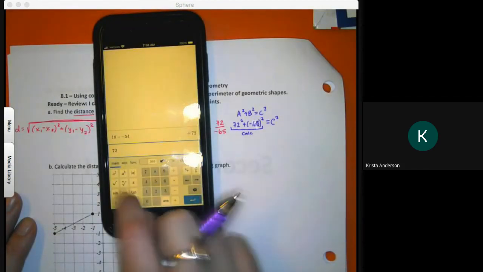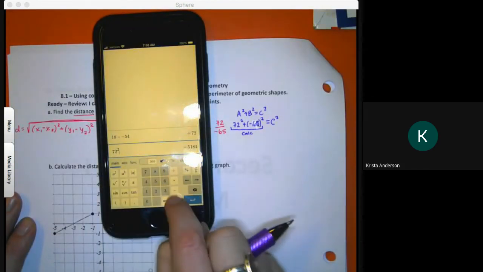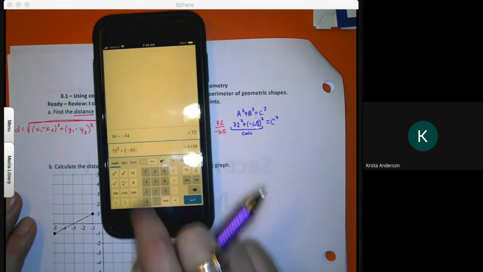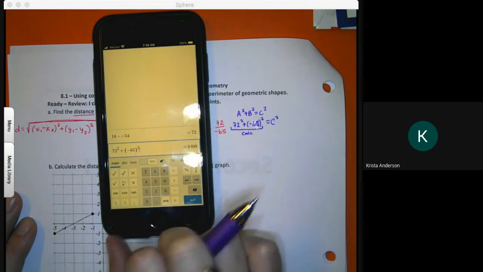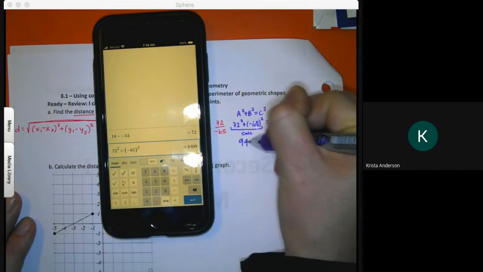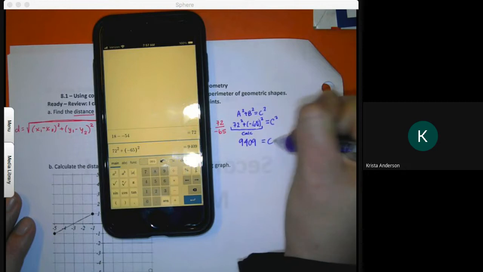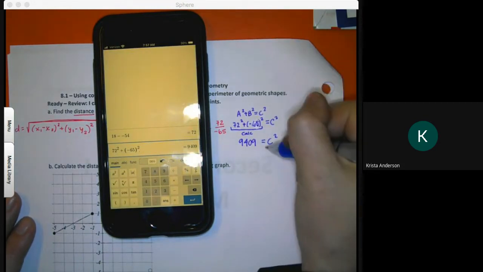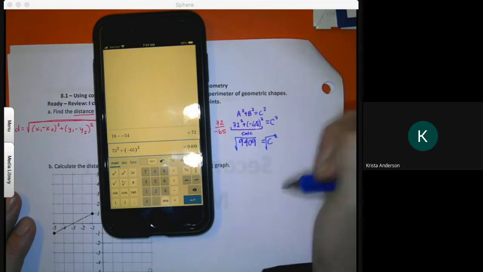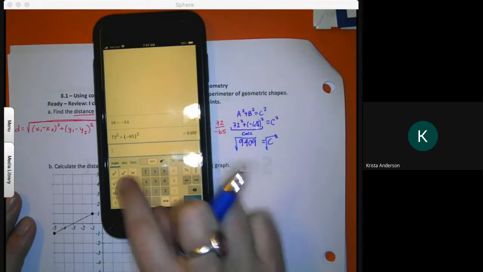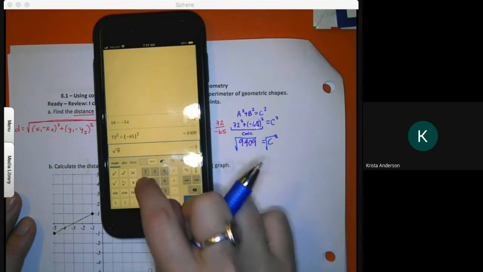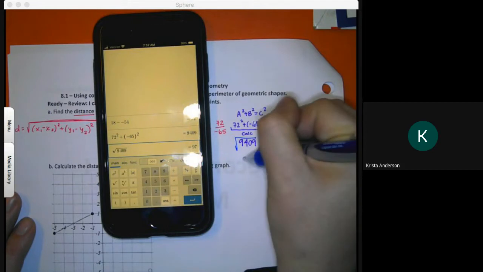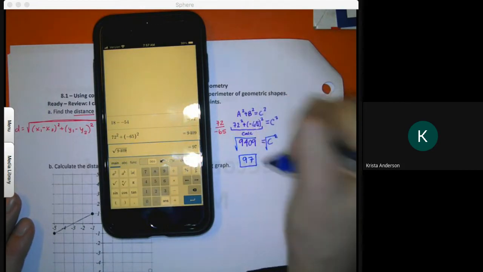72 squared plus, I have to remember parentheses whenever I have a negative value. Then I square root it. Square root of 9,409 is 97.